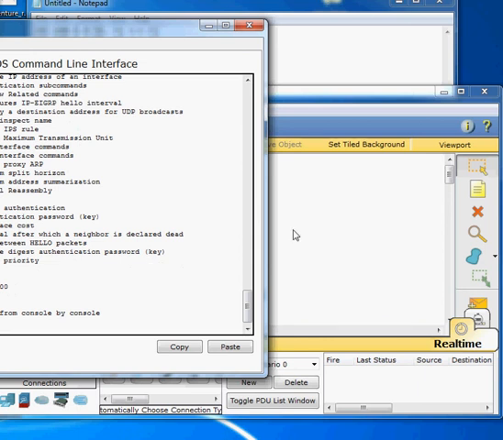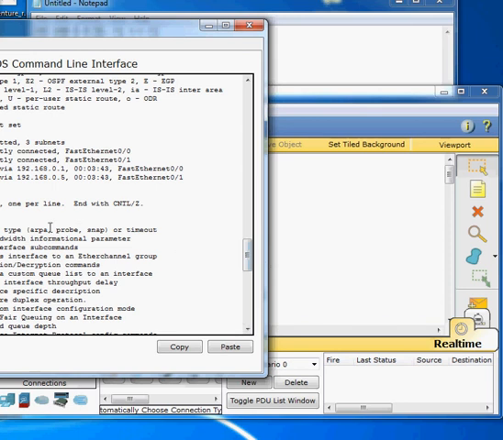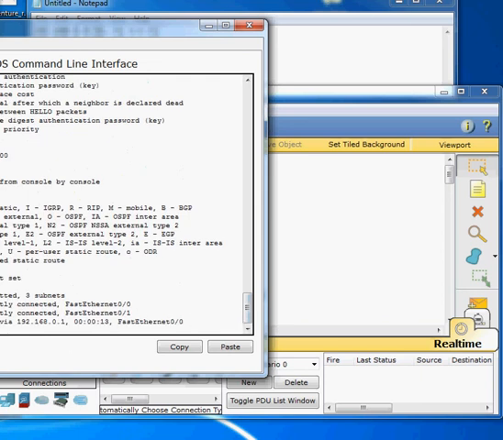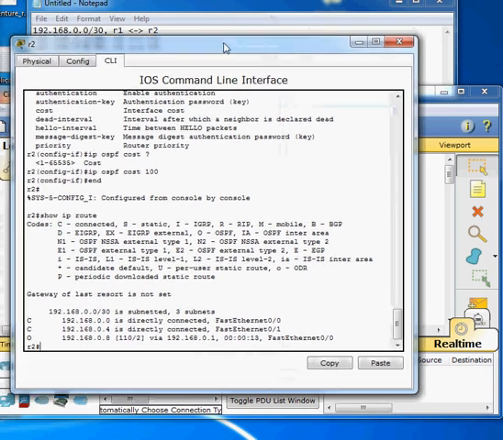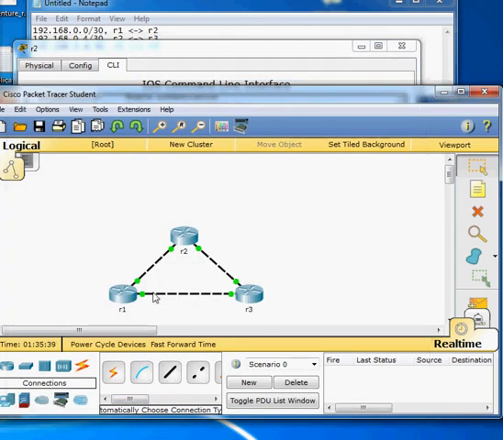F0/1 should have a higher cost than F0/0. So I just took out one of those routes by changing the cost. By changing the cost, I was able to take out one of those routes, or one of those interfaces, because there were two interfaces that showed up for this. Because router 2 has two ways to get to this network right here. But I took one of them out.